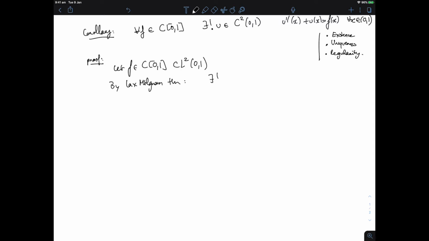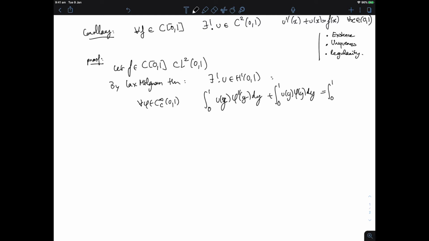That is to say, a unique u in H1 of (0,1) such that for every phi, C infinity compactly supported on (0,1), the integral from 0 to 1 of u of x phi second of y, maybe to be consistent, u of y phi second of y, plus the integral from 0 to 1 of u of y phi of y dy is equal to the integral from 0 to 1 of f of y phi of y dy.